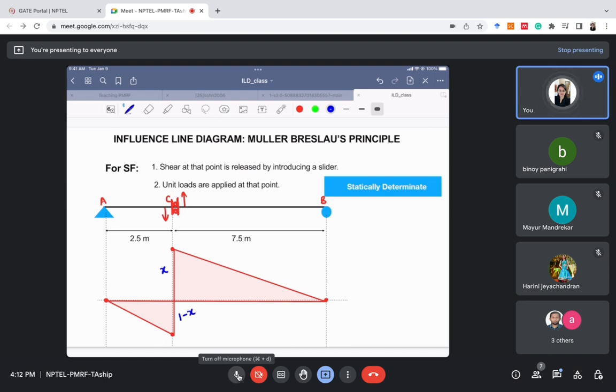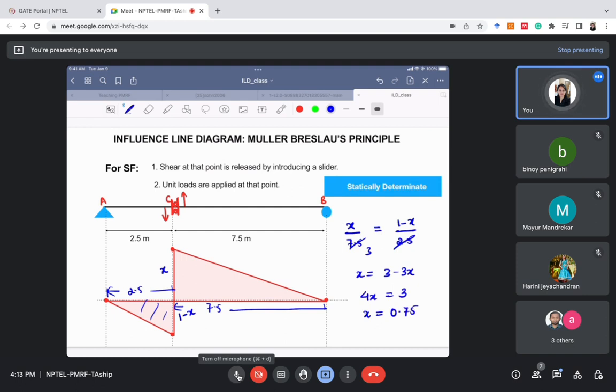So x divided by this length, which is 7.5: x divided by 7.5 is equal to (1 minus x) divided by this length. That is, we are seeing this triangle now: (1 minus x) divided by 2.5. So we are getting x equal to 3 minus 3x, right? We are getting 4x equal to 3. So we are getting x as 0.75.